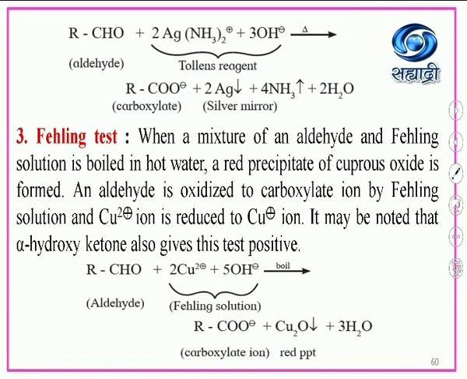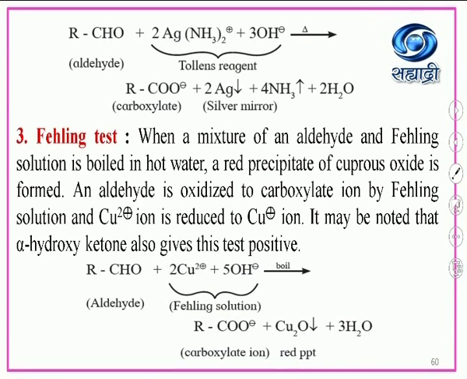If you see the example with acetaldehyde, CH3CHO, when it is reacted with Tollens reagent after heating in a water bath, you will observe that CH3COO-, that is the carboxylate, the acetate ion, is developed, plus you will get 2Ag plus 4NH3 plus 2H2O. So this is the Tollens reagent, the silver mirror test. After that, the next test, that is the Fehling test.